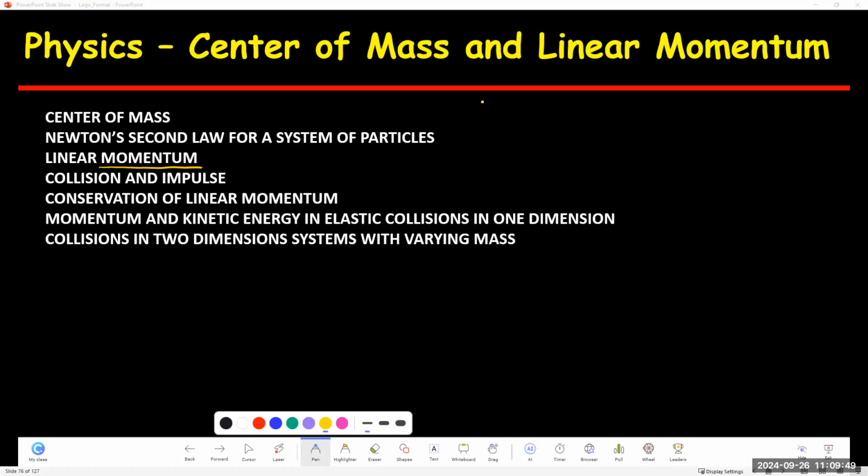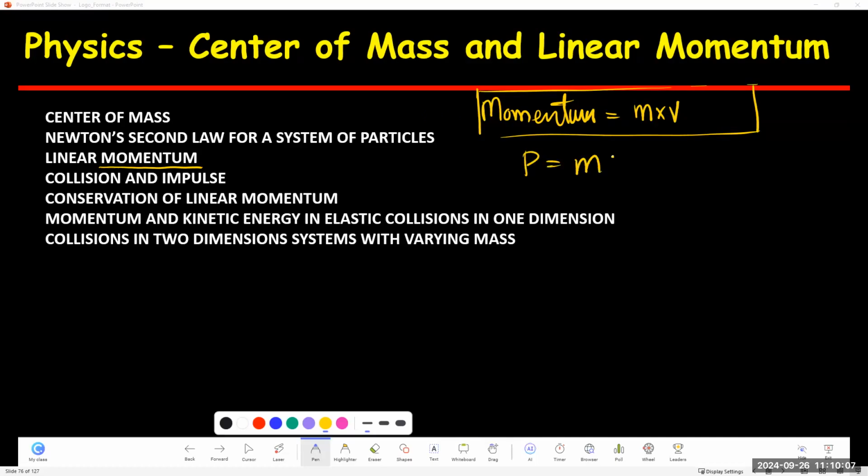So the formula for momentum is a product of mass times velocity. That's the momentum. Usually momentum is represented by P, so P equals m times v. P is representing momentum. We are talking about right now just a formula. The unit should be equal to kilogram meter per second, right?